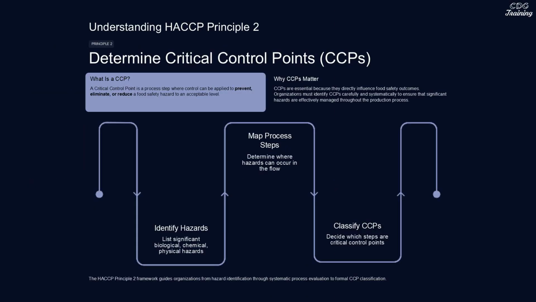A critical control point is a step where control can be applied to prevent, eliminate, or reduce a food safety hazard to an acceptable level. Identifying these points is crucial because they directly influence food safety outcomes. Organizations use CCPs to identify and systematically address potential hazards in their processes.